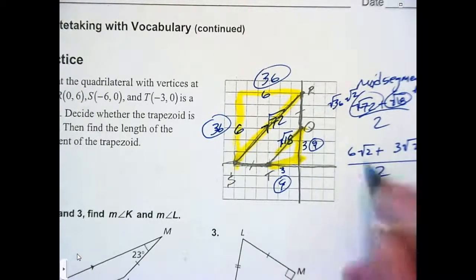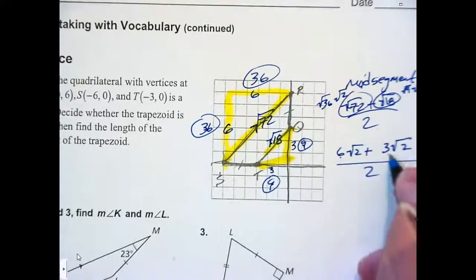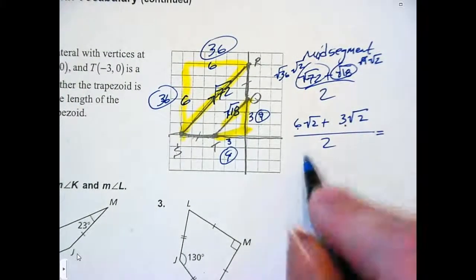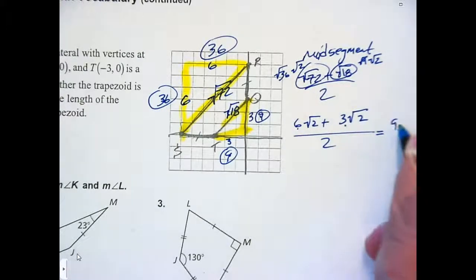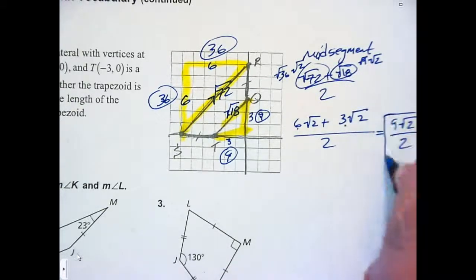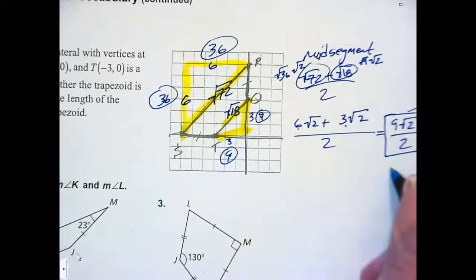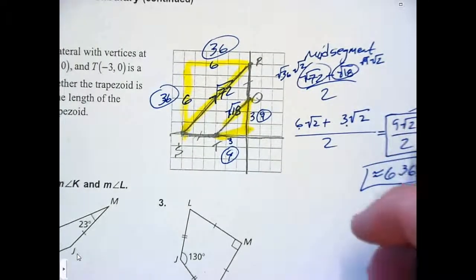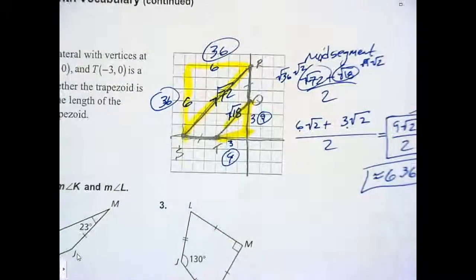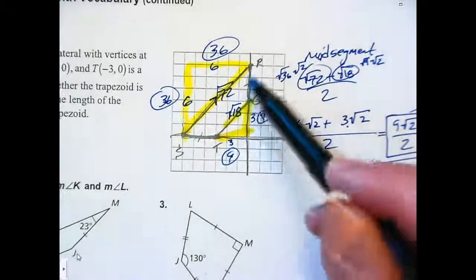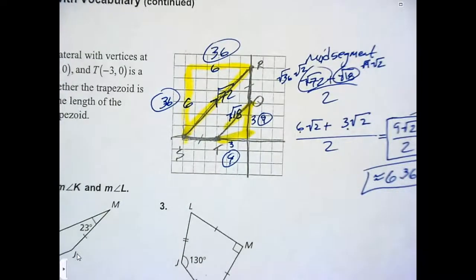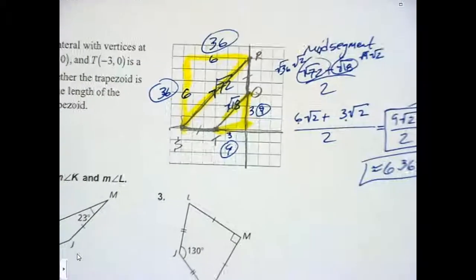How many root 2's do I have? I've got 6 here, I've got 3 here, I've got 9 root 2's over 2. Okay? That is my length. If you wanted to calculate it out, 6.36-ish. So make sure you write up your explanation on why it's an isosceles trapezoid, talking about your slopes and the length of the legs, and then calculate the length of the midsegment. Any questions on that one?